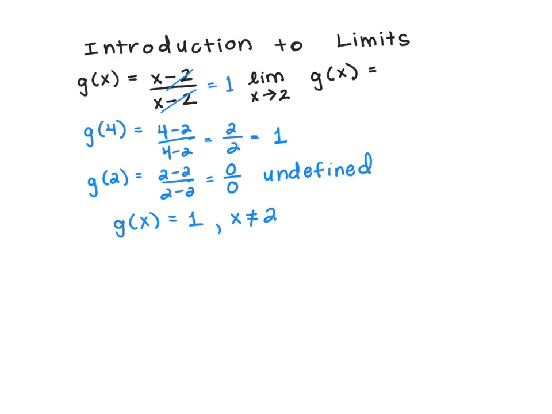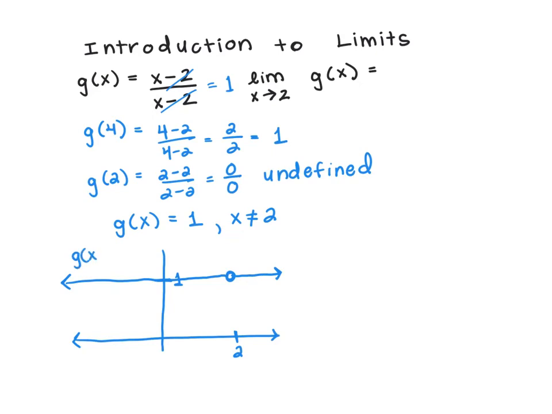Now that I've simplified this function, it's easier to graph it because we know how to graph the function g of x equals 1. So let's go ahead and do that. We know that it's going to be the horizontal line at y equals 1, but whenever I get to x equals 2, I know I'm going to have a hole in my graph because my function is not defined there. So we see that this is the graph of my function g of x.